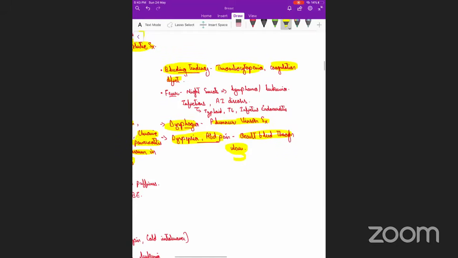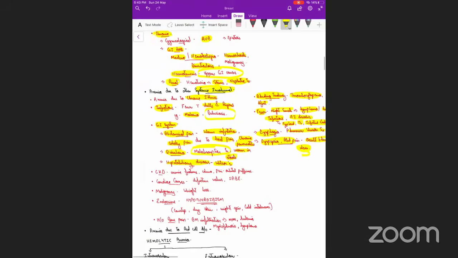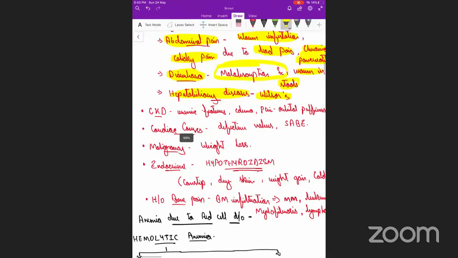Then fever as such, only fever, if it presents with night sweats, we can think of lymphoma, leukemia, or TB, or any other infections which can cause anemia, like typhoid, TB, infective endocarditis, all these things, or any autoimmune diseases as well can present with chronic fever. Next, which is a system that can be involved.